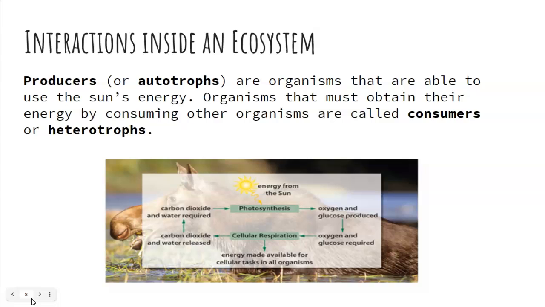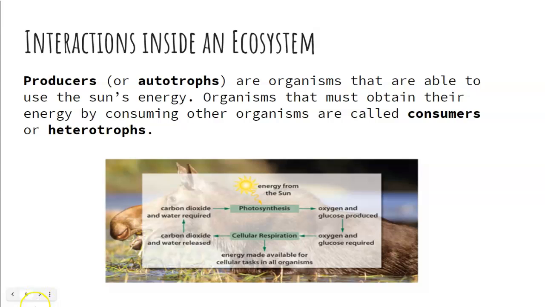Now, if we're looking at organisms that are obtaining their energy by eating other organisms, we call these consumers. Probably a word you learned in grade 7, producers and consumers. In Bio 20, we're looking at the word heterotroph, different things eating different animals. So we're looking at this relationship between autotrophs and heterotrophs, or what we call producers and consumers.